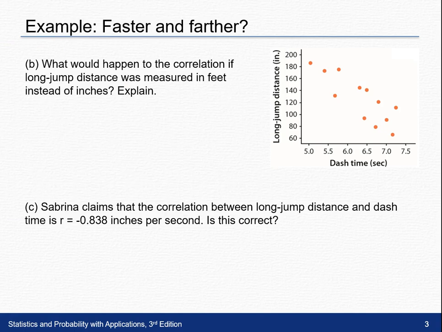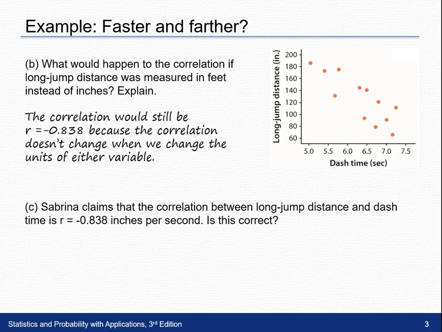In Part B, we're asked what would happen to the correlation if long jump distance was now measured in feet instead of inches. If you remember, correlation will not change based off a change in units of either variable. So even if we were to change the units on dash time to be in minutes instead of seconds, that still would not change the correlation.